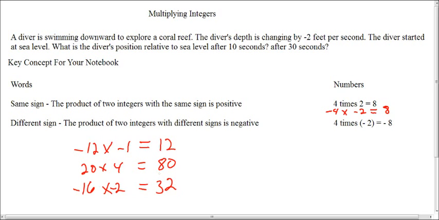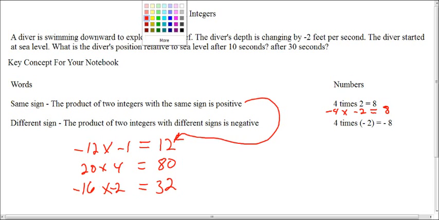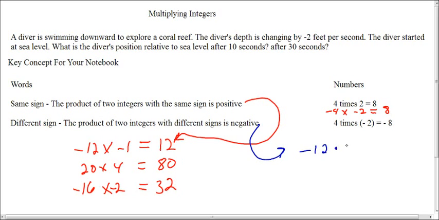So regardless of how big or how small the numbers, you're looking at multiplication, but you're more so looking at these particular signs. That tells us that if the signs are the same, then your product will be positive. And if we're dealing with negatives, then we know that if we have a negative 12 times a positive 1, our product is a negative 12.